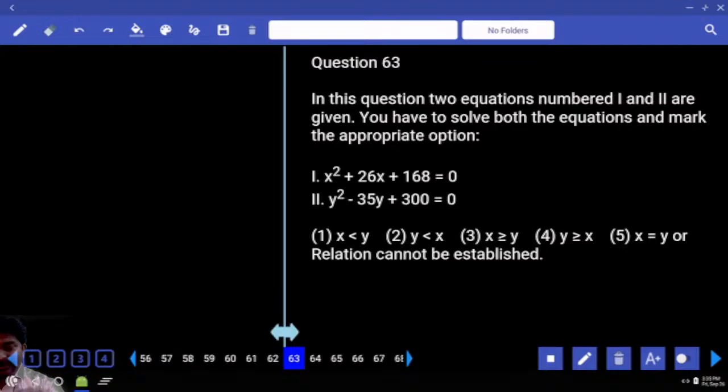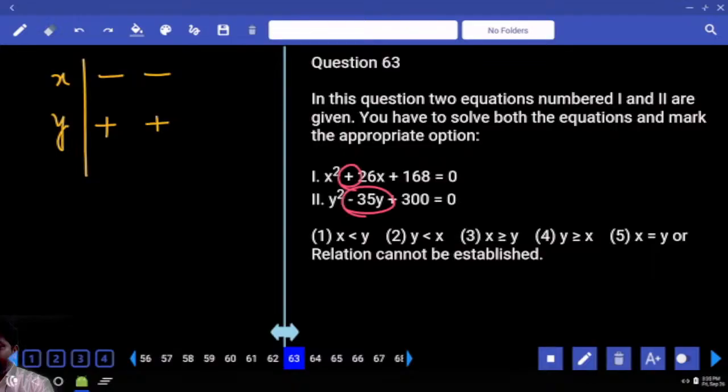Free question. Product is positive. When sum is equal to positive, for X, what factors do you get? Positive or negative? Negative factors. And for Y square equation, sum is equal to negative. What factors are you going to get? So without numbers, we can directly declare X is less than Y. Free question. Are you okay?